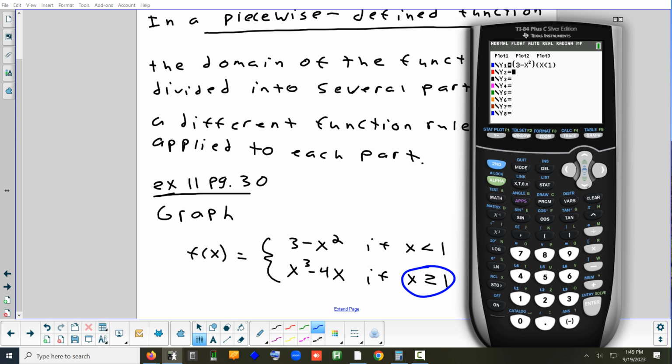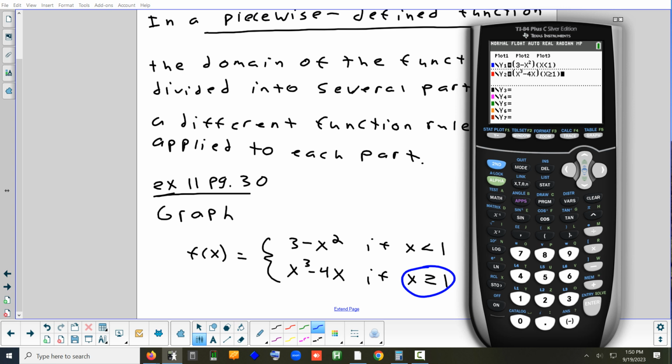I'm going to type in my other function, x cubed. Make sure you hit the right arrow to get out of the exponent. Minus 4x. And then next to it, put the condition in parentheses, x, second, math, and greater than or equal to is option 4.